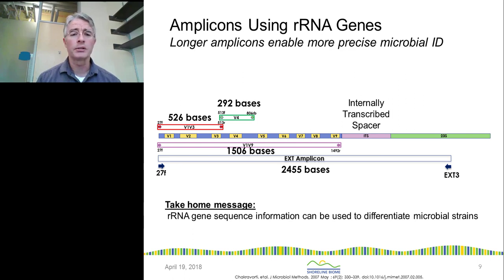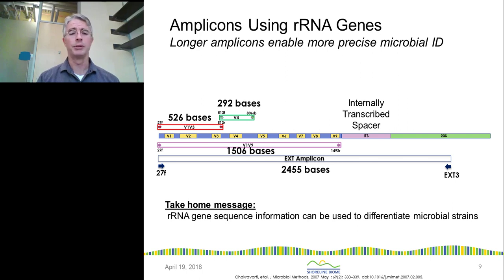You can see the V4 amplicon and the V1-V3 amplicon, which are 292 and 526 bases respectively. And these are typically sequenced using Illumina technology. Below is the roughly 1500 base V1-V9 amplicon, the purple box. And then there is a darker blue box with what I'm going to call the EXT amplicon, which is 2,455 bases long, and it spans the full 16S gene, the ITS, and a part of the 23S gene that you saw the example of in the read up above.